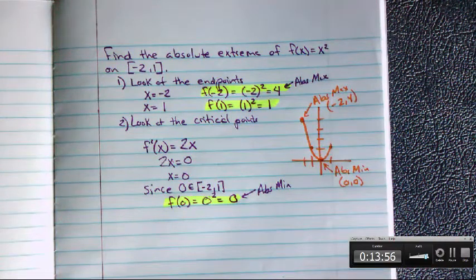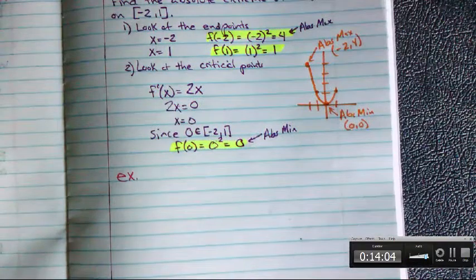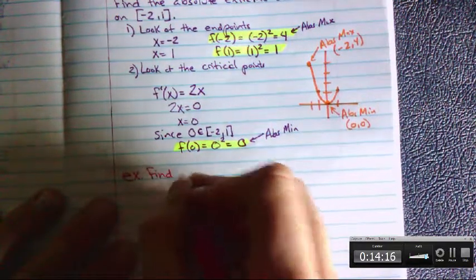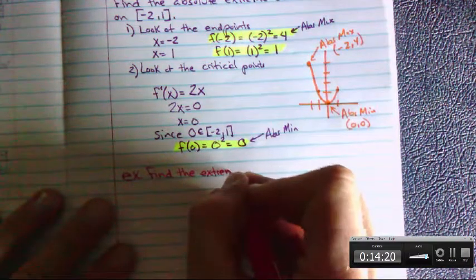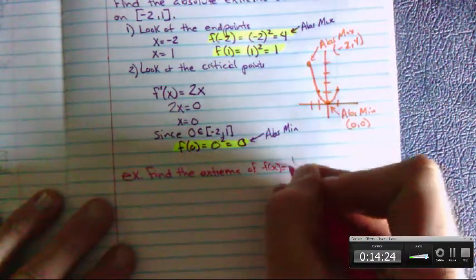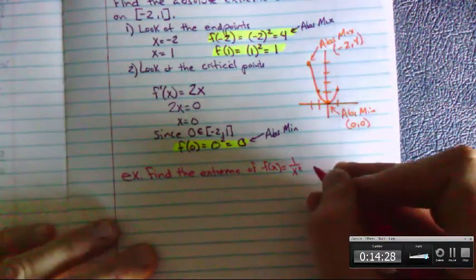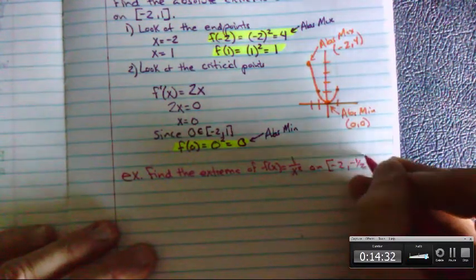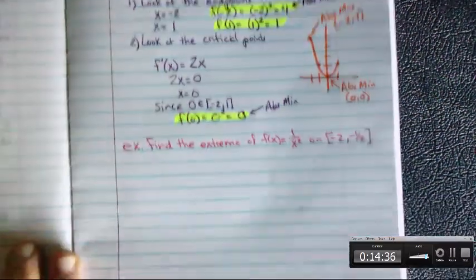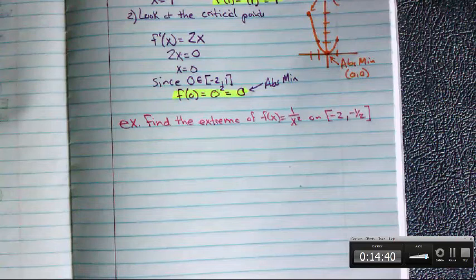Okay, let's do another one. Let's find the extrema of f of x equals 1 over x squared on the interval -2 to -1/2.